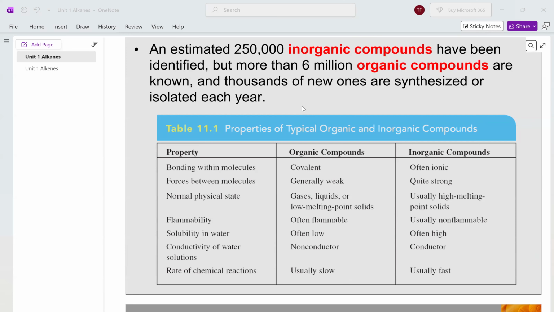Organic compounds differ dramatically from inorganic compounds. They're covalently bound, mostly, not 100%. They're often flammable. Who knows the difference between flammable and inflammable?